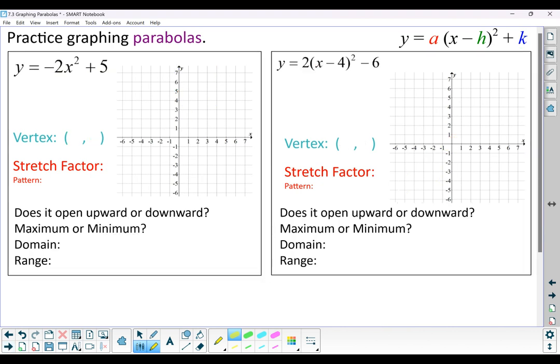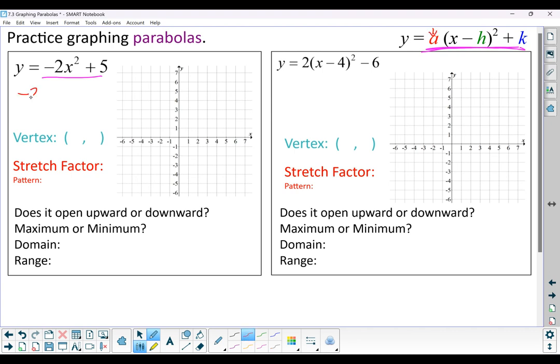Okay, this parabola right here, -2x squared plus 5, is, for most students, the hardest one to identify the vertex, because the form of this equation is decently different from our generic form. We don't see parentheses here. We just see a -2 and an x squared. Well, the vertex does not involve the -2. The -2 is our stretch.